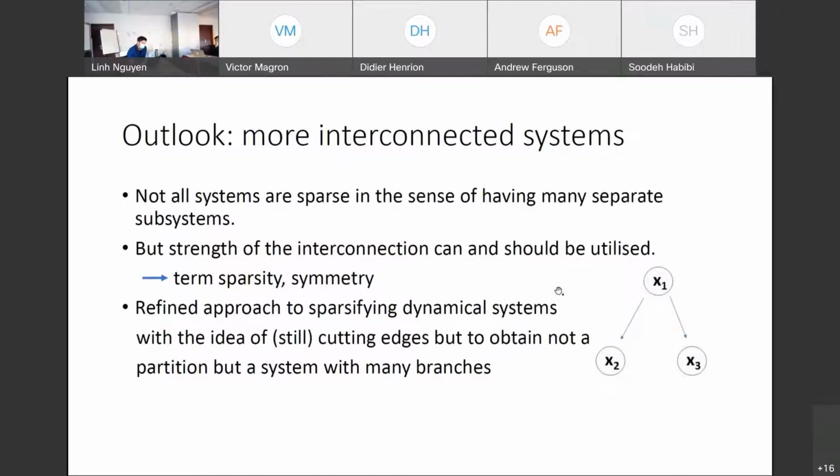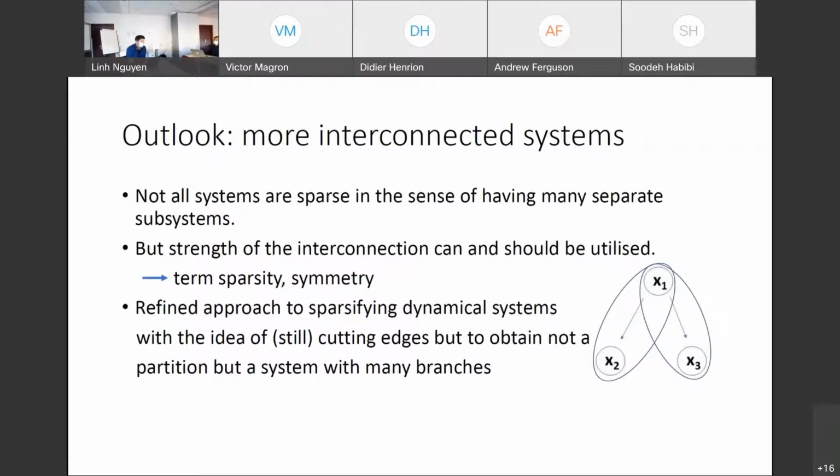But at the same time, I think our approach still motivates a somewhat refined approach to sparsifying dynamical systems. What was often done, when they had a dynamical system and looked at how the nodes are connected, is that people like to just cut some nodes and say, okay, now I consider one dynamic system consisting only of x1 and x3, and a separate one consisting only of x2. But I think we motivated that it's not always best to do this, but rather to consider the two dynamic systems with some overlap.